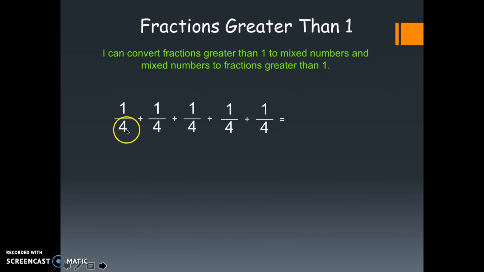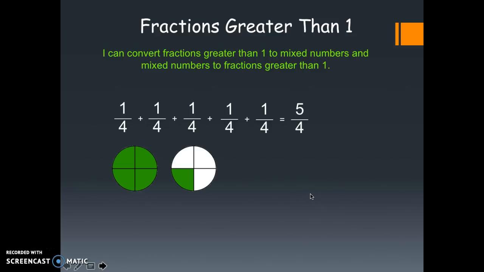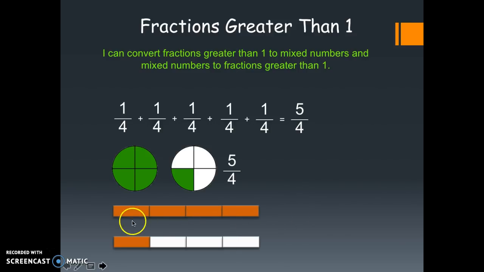All right, so if we have 1/4 5 times, we're adding a fourth 5 times, or 5 1/4. That equals 5/4. Makes perfect sense, right? So if we look at what this is in a picture, we have a circle divided into fourths. So altogether, in green, we have 5/4 shaded. In a fraction stick, you can see 1, 2, 3, 4, 5/4 shaded. So the whole piece is divided into fourths, and since we have 5/4 shaded, you can see that it's more than 1.